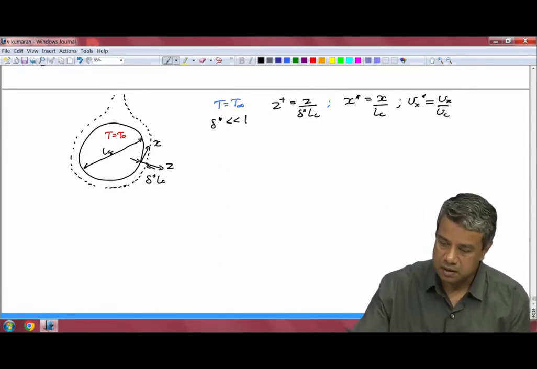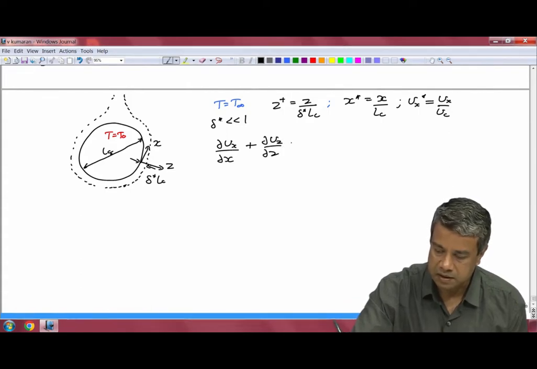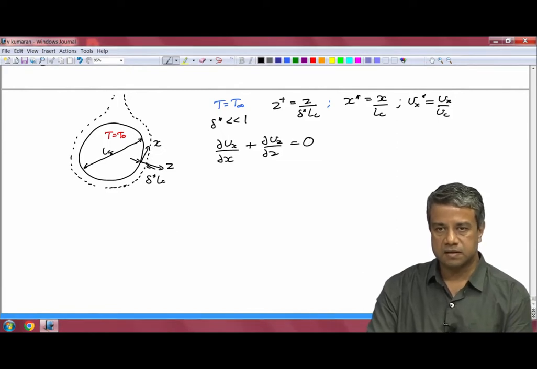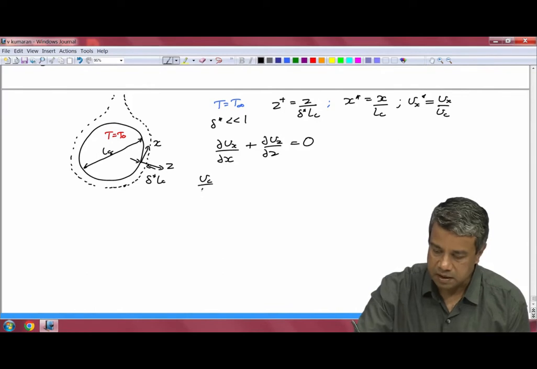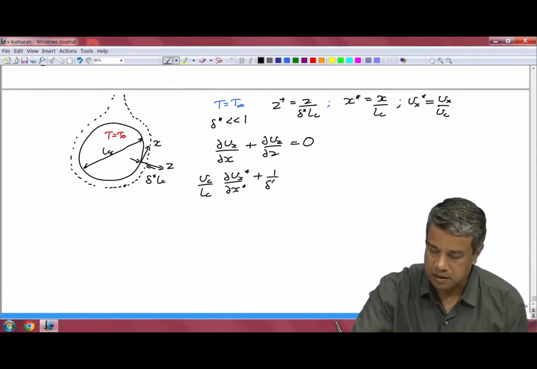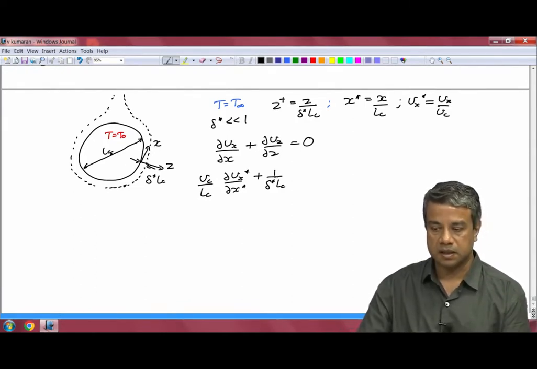Okay. The mass conservation equation is partial Vx by partial x plus partial Vz by partial z is equal to 0. Okay. Scaling x, Vx and z, we get Vc by Lc partial Vx star by partial x star plus 1 by delta Lc. Okay, the cross stream coordinate is scaled by delta times Lc.